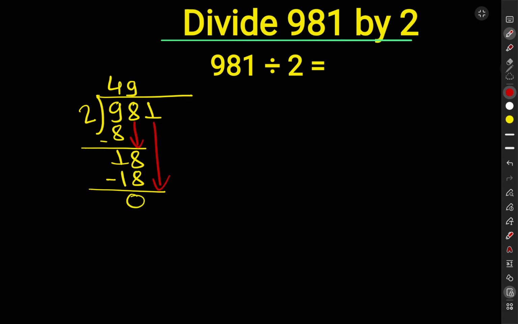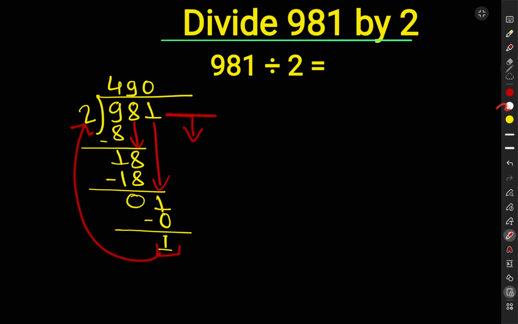So now we put down this 1 and 2 times 0 means 0. On subtracting we get 1. So now this 1 is less than 2 and there is no other number to put it down.